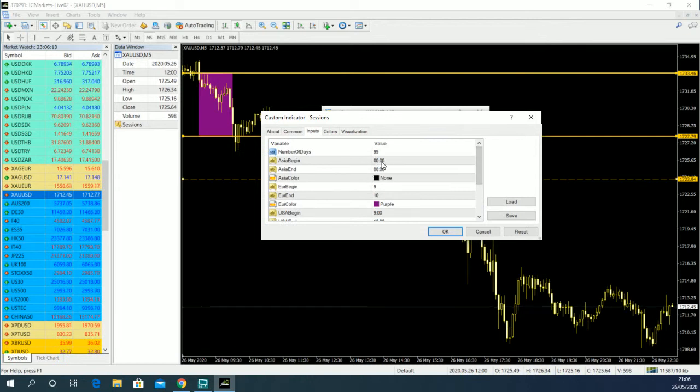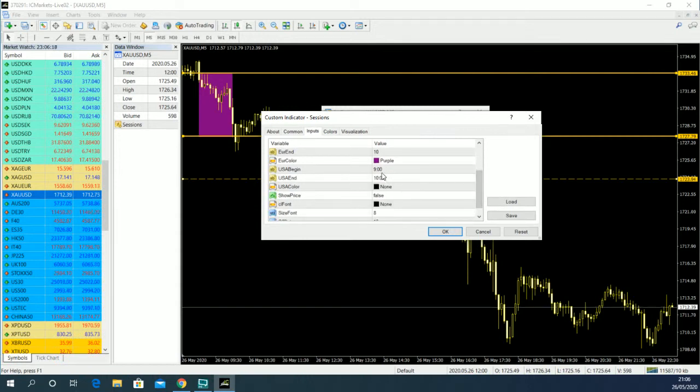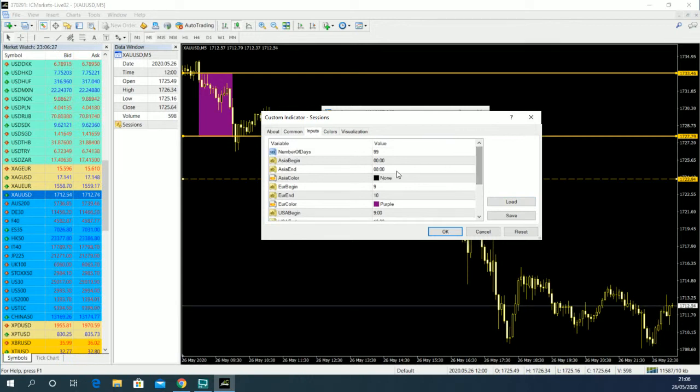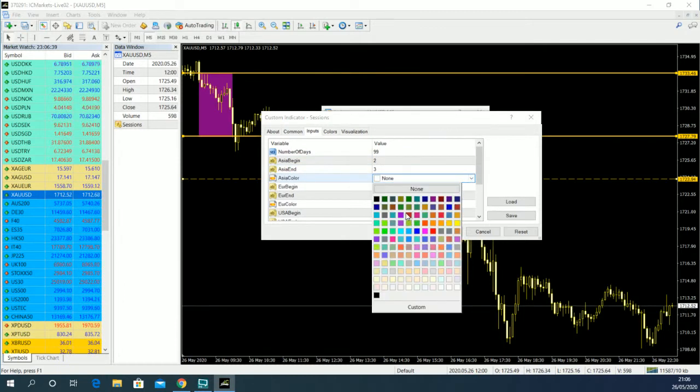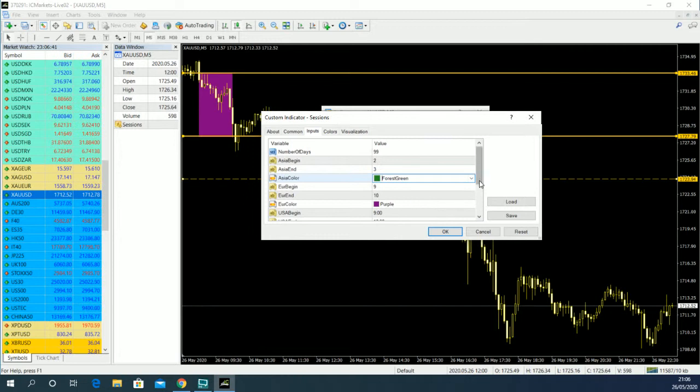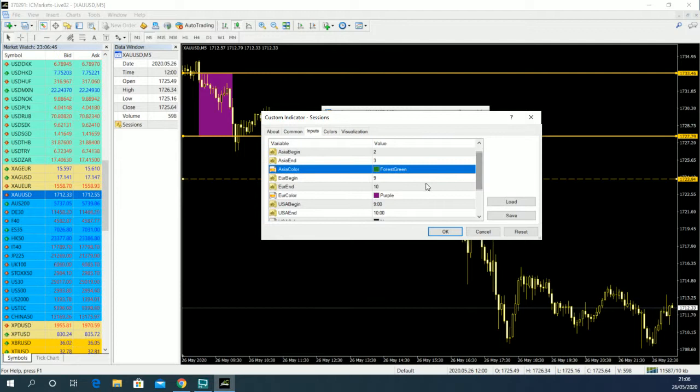Okay, so it is possible to trade the three together if you like. You can put the Asian session here, the Europe session here, and you can also put the USA session here. You can try that on demo and see how it goes. Let me show you something quickly. Let's say you are practicing. You want to try all these sessions and see how it goes. So you put 2 to 3 for the Asian session, and we can choose any color you like. Let's call it green.